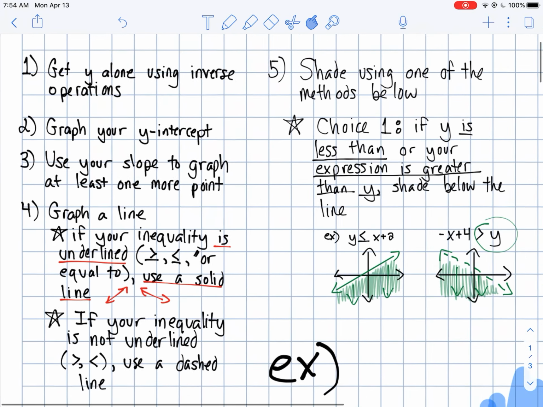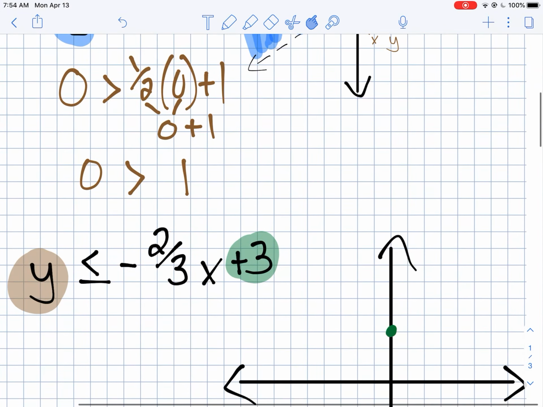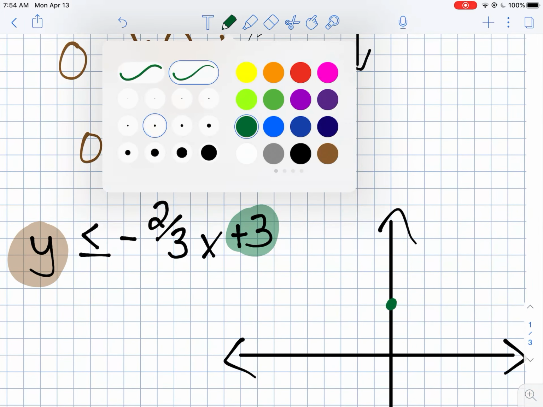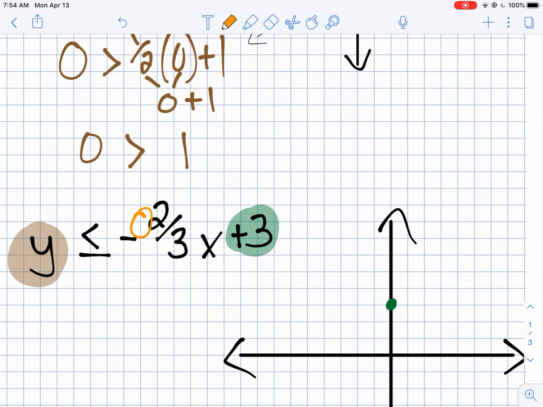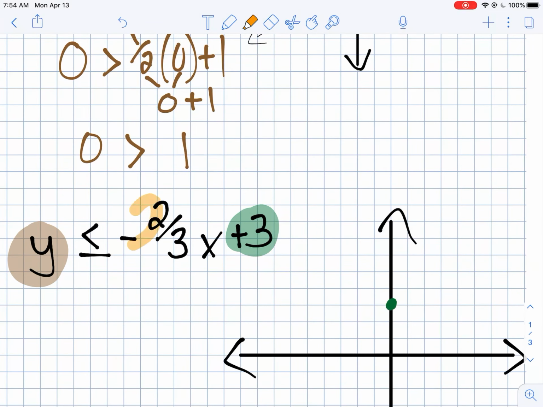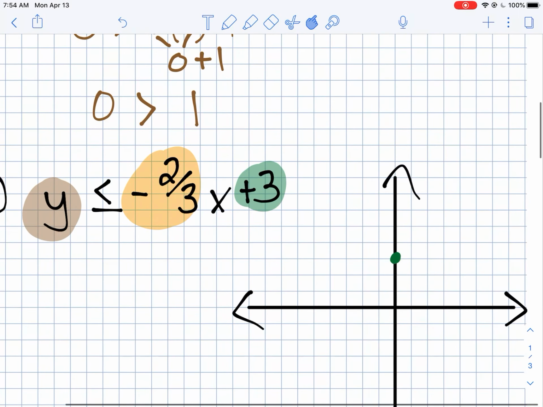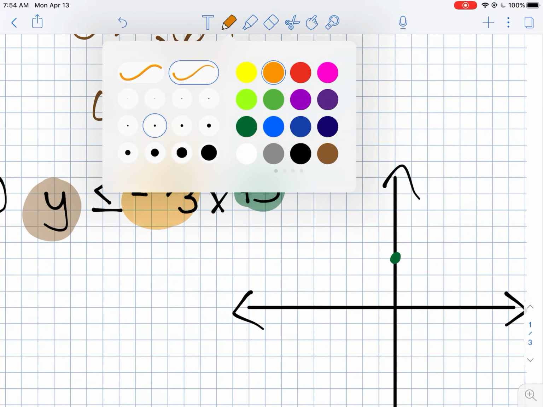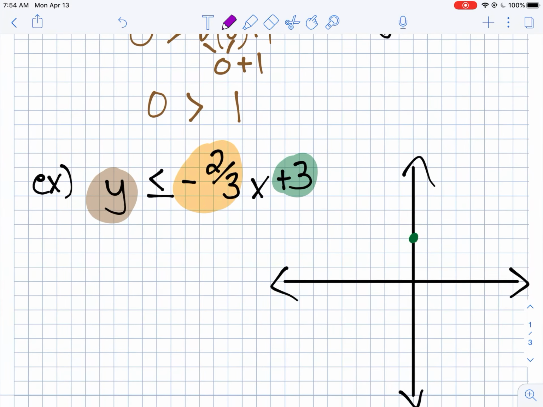Step 3. Use your graph to graph at least one more point. At least one more point. So I'm going to go, let's see, for my slope, let's take a look. Negative 2/3. Okay, so what does that tell me? First of all, we had some trouble with this last week, so it's good to see a negative slope.